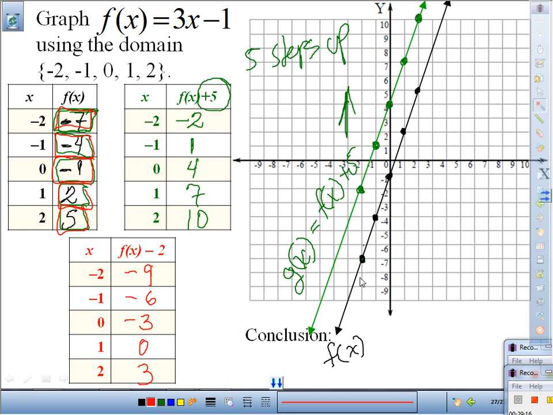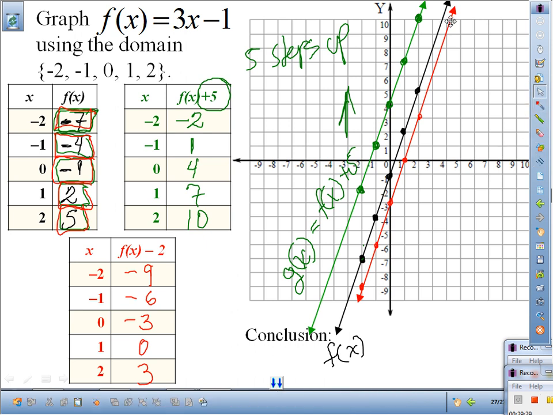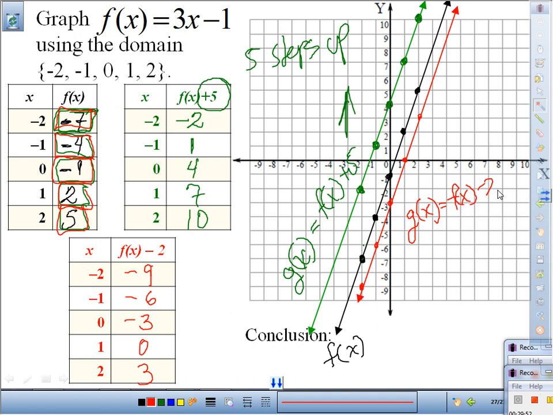Let's see. Who did this? 2 down, 2 down, 2 down, 2 down, and 2 down. Therefore, our new transformation will look something like that. Hands up if you got that? And what would we write our function to be on this one? Once again, if it's a new function, we write g of x equals what? What was the transformation? f of x minus 2. That is correct.